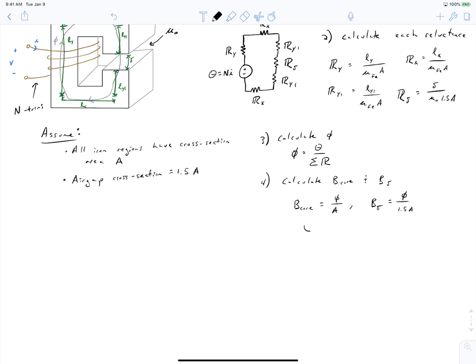And so we can observe from this that we're going to have a lower air gap flux density than we are in the core. And that completes this example. Let's now consider another example where we're dealing with a motor cross-section.